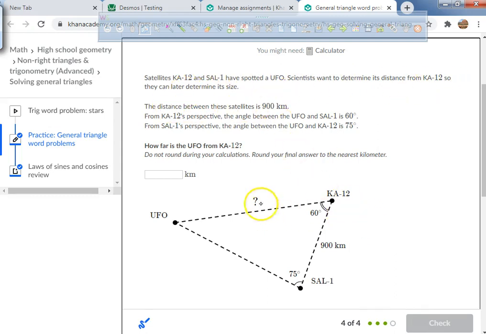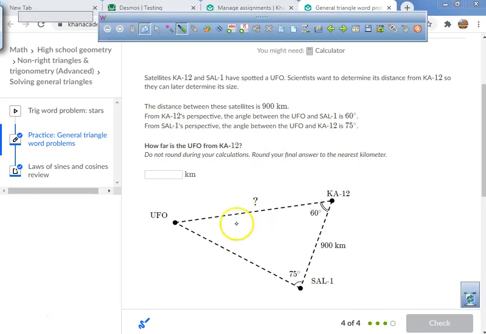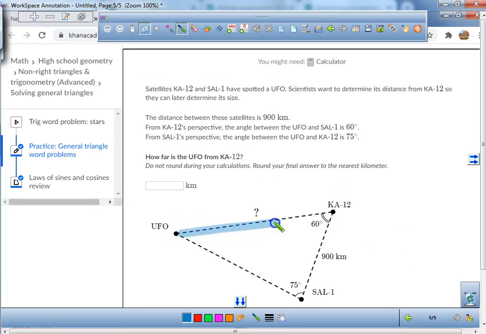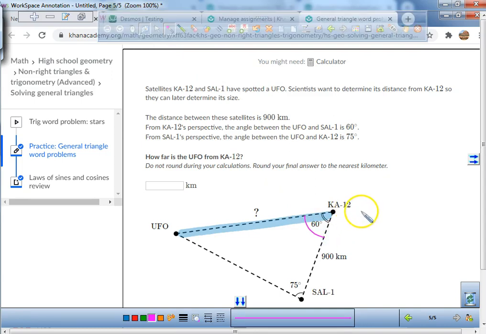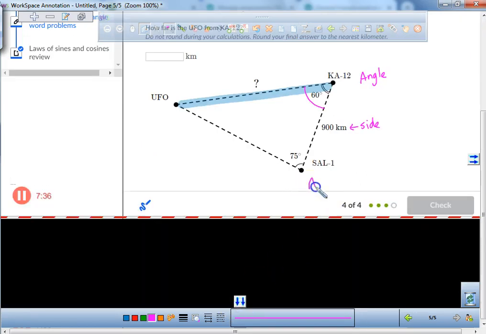Oh, so we have all these. We're trying to find the measure of this length. So right now, we're trying to find this measure right there. Okay? So right now, we have this angle right in here. So we have an angle right here. We have a side in the middle. And then we have another angle right there. So right here's what we have. We have an angle, side, angle.